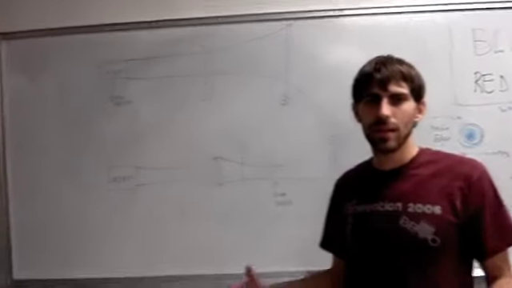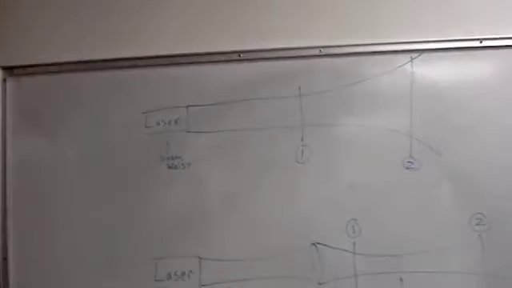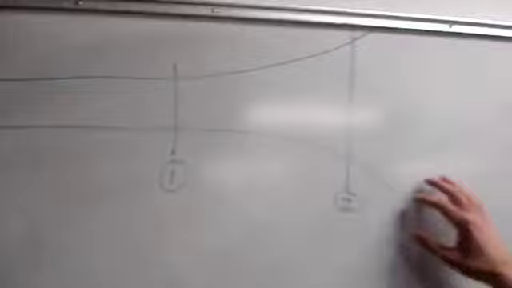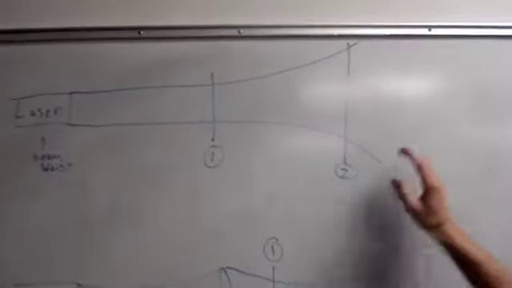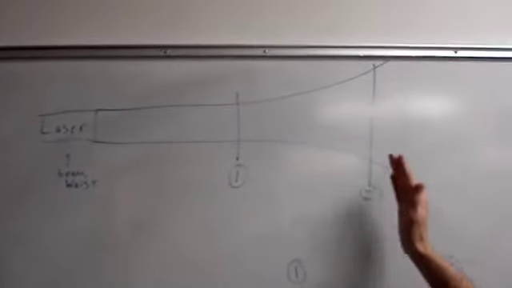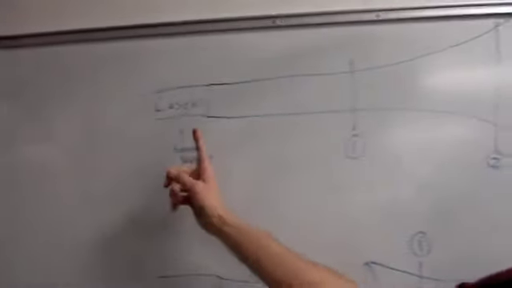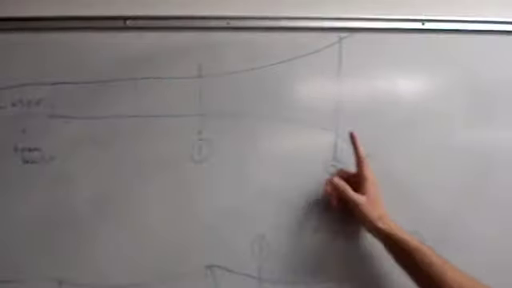So this is the general physics of what we're looking at here. This is the laser, and it's putting out a Gaussian beam pattern, and we're profiling it at different locations. For the laser, we're assuming the beam waist is somewhere in the laser source, and then we're sampling it at one position and then another position.